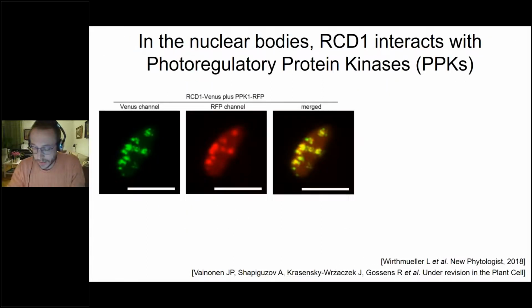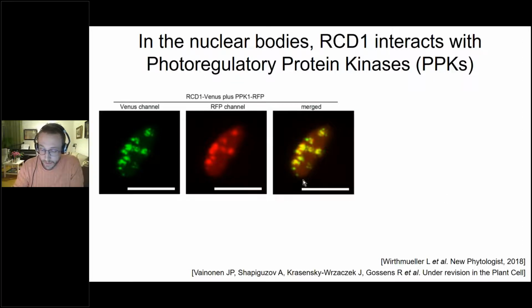In these nuclear bodies, RCD1 meets partners, and we are now actively studying this, the interactome of RCD1 in the nuclear bodies. One of the sets of proteins that it meets in the nuclear bodies are the photoregulatory protein kinases, the PPKs. Here in this image, you see RCD1 forming nuclear bodies, PPKs forming nuclear bodies, and the very nicely merged signal from both channels.